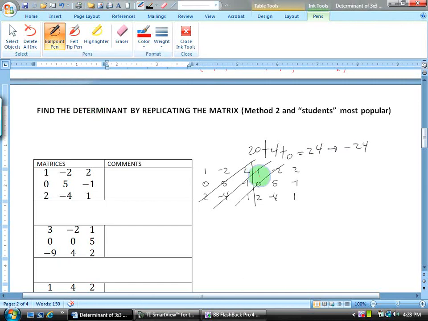Now, I'm going to put color here, so we want to see what's next. Next is going down now. We go down here, multiply, 2 times 0 times minus 4 is 0, going down.